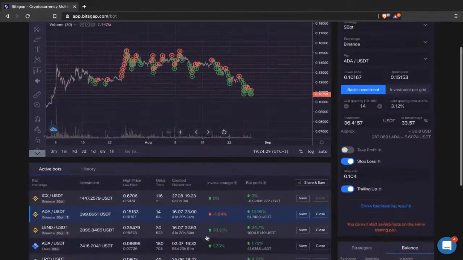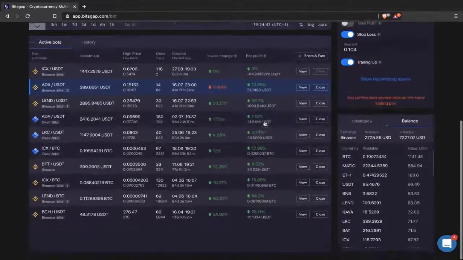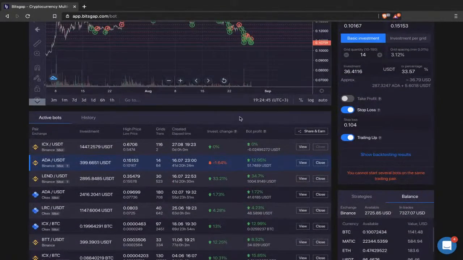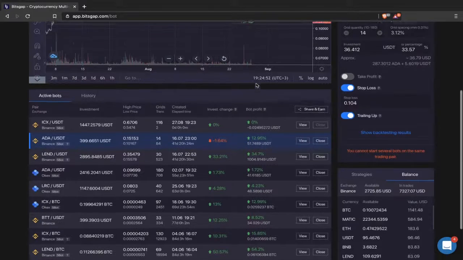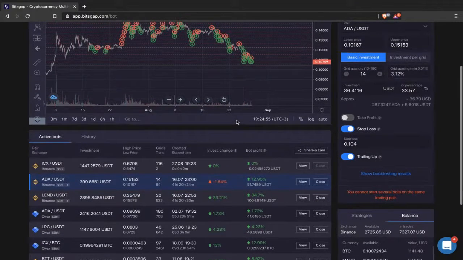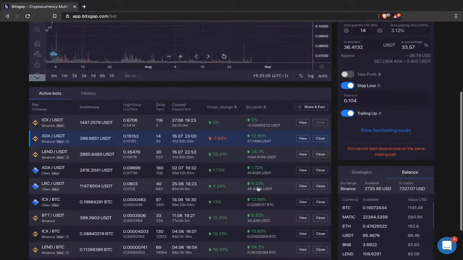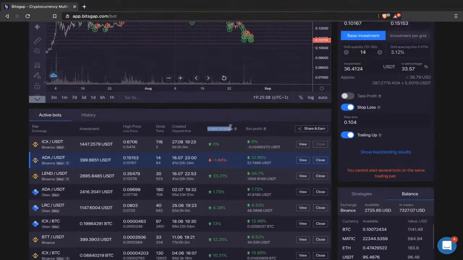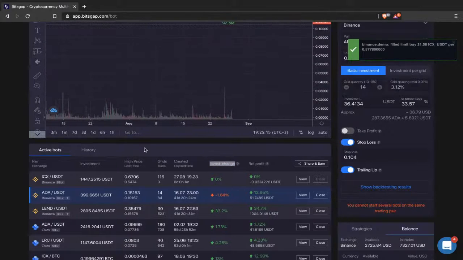Now let's continue. So you have this metric which is known as investment change and the bot profit, which is kind of confusing even for traders that have been using Bitsgap for quite a long time. Let me just explain what makes investment change different from the bot profit and what actually unites these two metrics. What you really have to understand here is that investment change takes into account the bot profit. So the profit generated by the bot is already priced in the investment change, whereas the investment change is also affected by the value change of the base currency, because the market is volatile, it fluctuates.